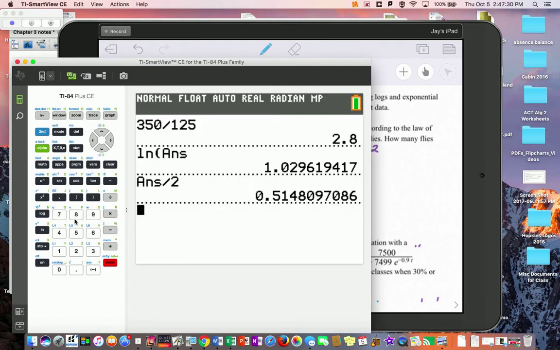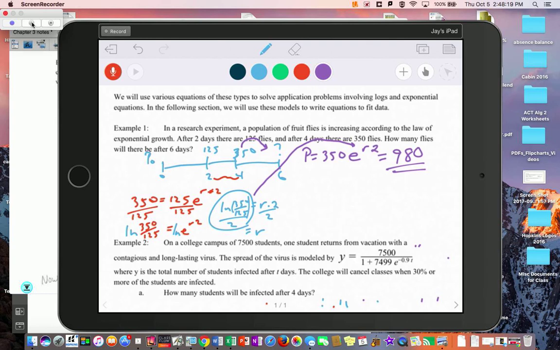So we're going to go ahead and do 350, second ln. That gives me e, and it raises it to a power. Now I'm going to hit second negative, and it takes that decimal right above there, and we're going to multiply by 2, and we're going to come up with 980 fruit flies, which would be our final answer. If you look at the notes on Moodle, it's done a little bit differently, so pick whichever method you like. They both work.